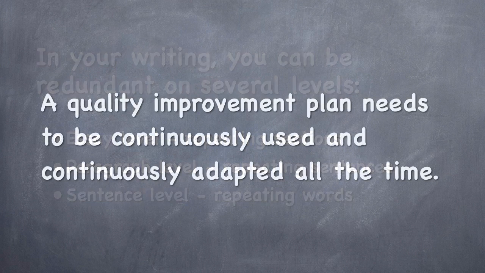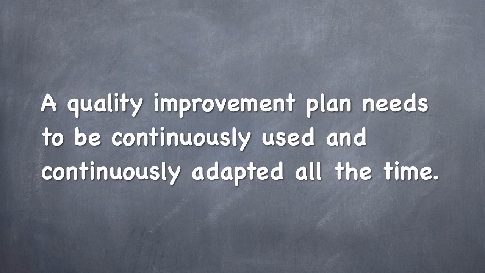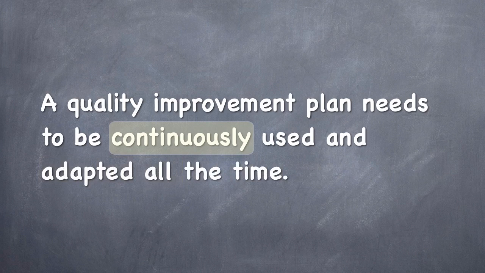Here's our sentence. A quality improvement plan needs to be continuously used and continuously adapted all the time. Okay, so what strikes you right away in this sentence? Well, the word continuously is used once and then it's used again. So we obviously could avoid the repetition of this word. Now let's try and do that. Again, let me read the sentence again. A quality improvement plan needs to be continuously used and continuously adapted all the time. Okay, so let's eliminate one of them. Now, let's read the sentence. A quality improvement plan needs to be continuously used and adapted all the time. See how much better this sentence is, how much more elegant.